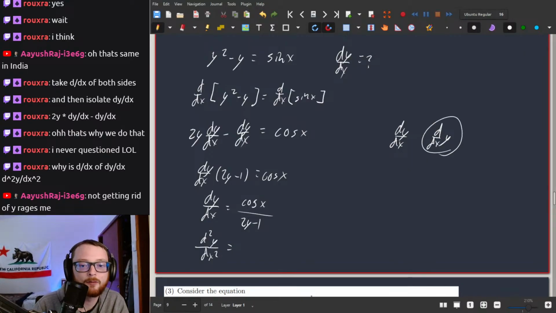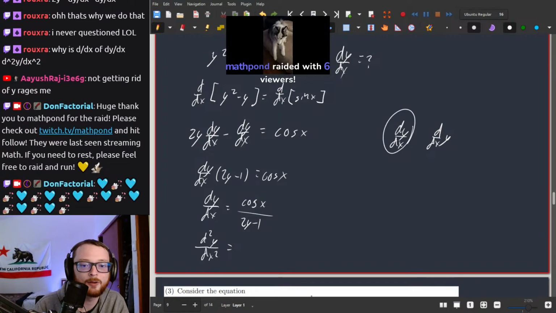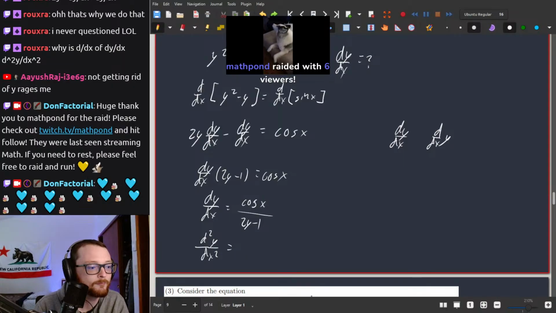It's the derivative of y. They both mean derivative of y, but this one makes it seem like y is included in here, and it shouldn't be. Not getting rid of y rages me. Yeah, same.